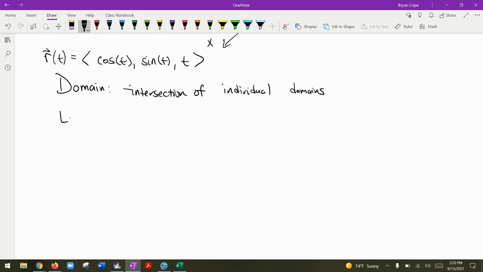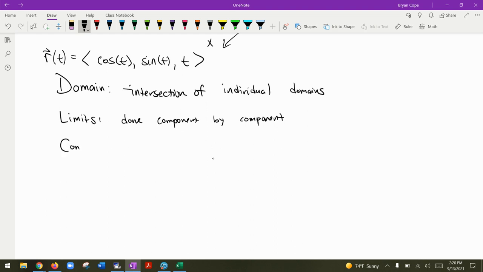We could talk about the limits. Limits are just done component by component. So if you wanted to find the limit of a vector function, you find the limit of the first one, the second one, and the third one. Something interesting may happen in there, like you might have to do L'Hopital's rule or something like that. But that's really not the focus of our work here. I just want you to know that that's a thing.